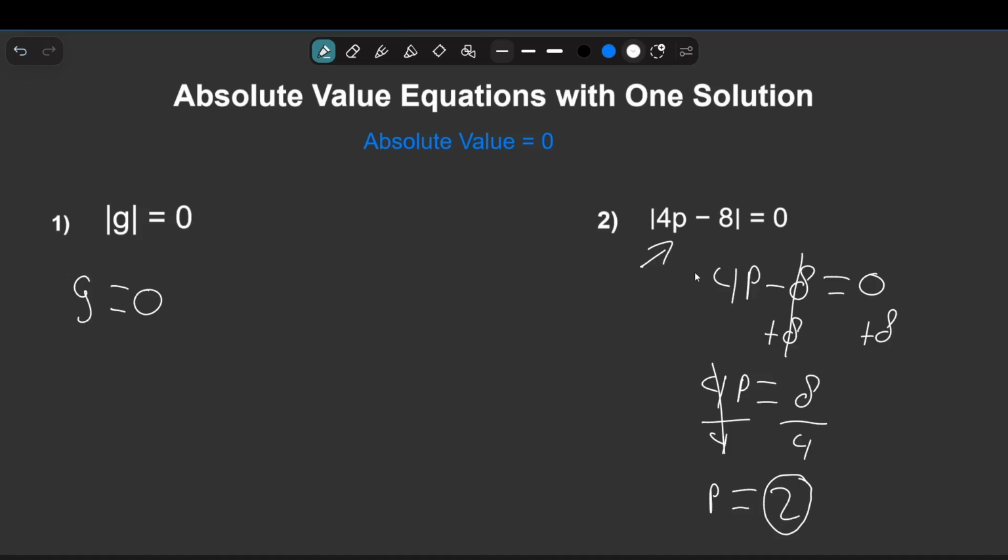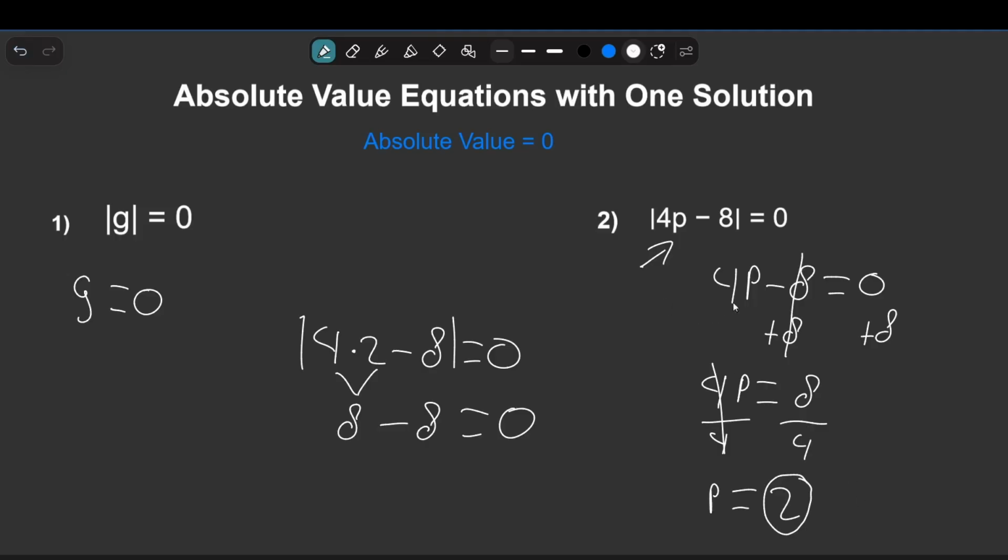Now we can check if we have the correct answer. We can just plug it in right here. Let's write it down here to the left. We have 4 times 2 minus 8 equals 0. So we can just start doing this. 4 times 2 equals 8. Now we have 8 minus 8. 8 minus 8 will equal 0. So this tells us we have the correct answer.